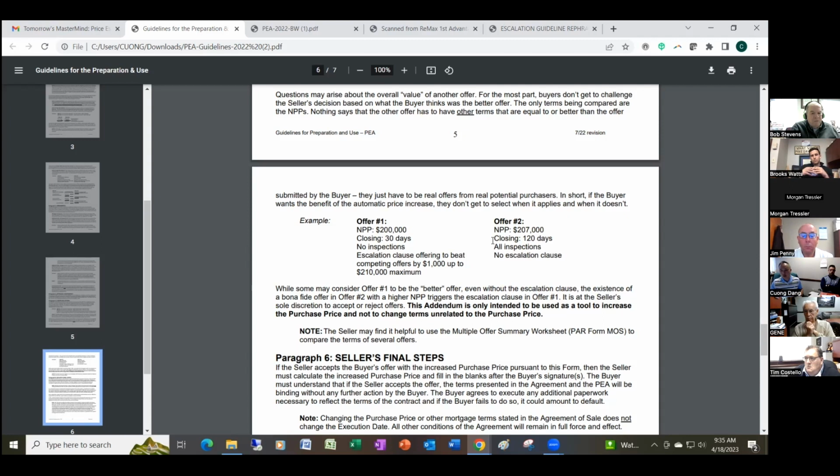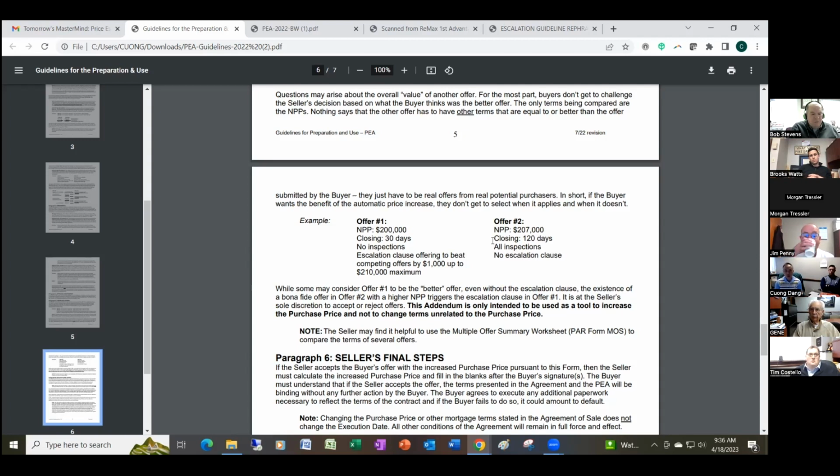And let's say you do that and you send the bona fide offer to offer number one, you send them offer number two so they can see why we escalated the price. And they say, well, wait a minute. This one says it's 120 days and they want all the inspections. Ours was better without those terms. Mr. Buyer, that's not up to you to determine. That's the seller's sole discretion. Okay. Does everybody understand that?